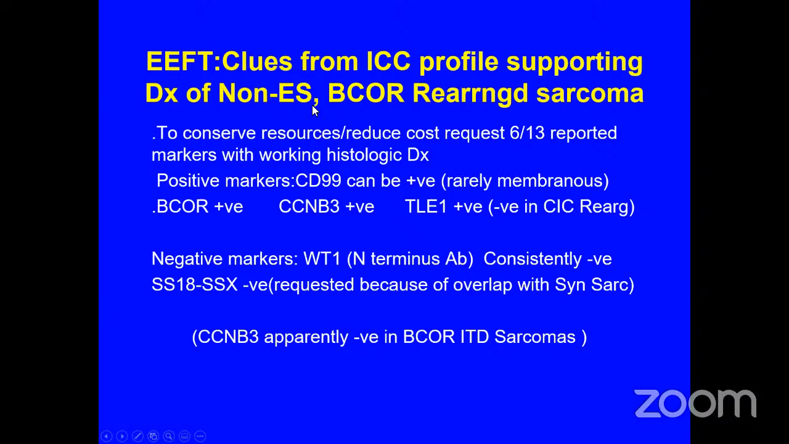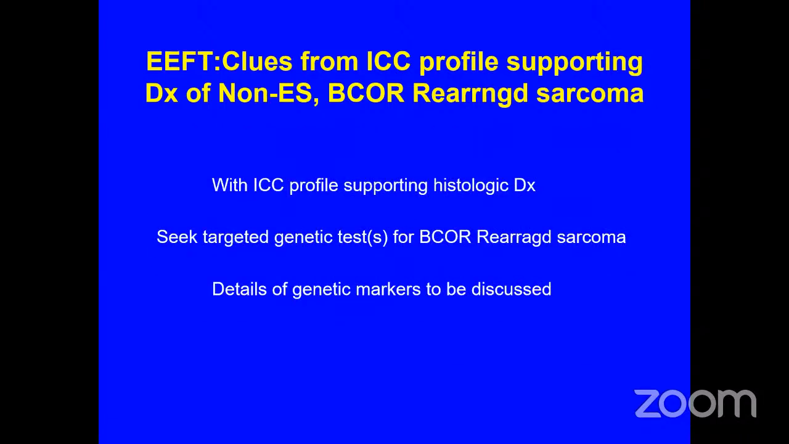So I have given you a long list of positive IHC markers and negative IHC markers, but if you want to conserve your resources and reduce the costs, I would suggest that you can use 6 of these 13 reported markers in your laboratory. These include positive markers such as CD99, B-core, CCNB3, and TLE1. And as negative markers, you may want to include WT1 and SS18-SSX fusion protein antibody. So you can bring down the number of markers from 13 to 6 as a practical consideration in resource-restrained laboratories.